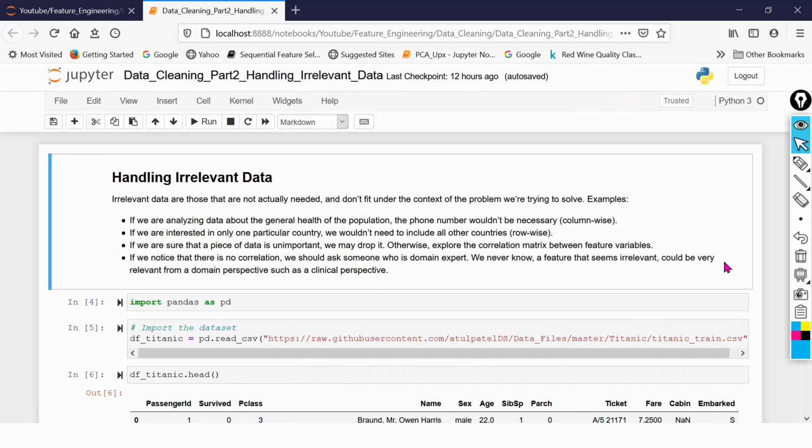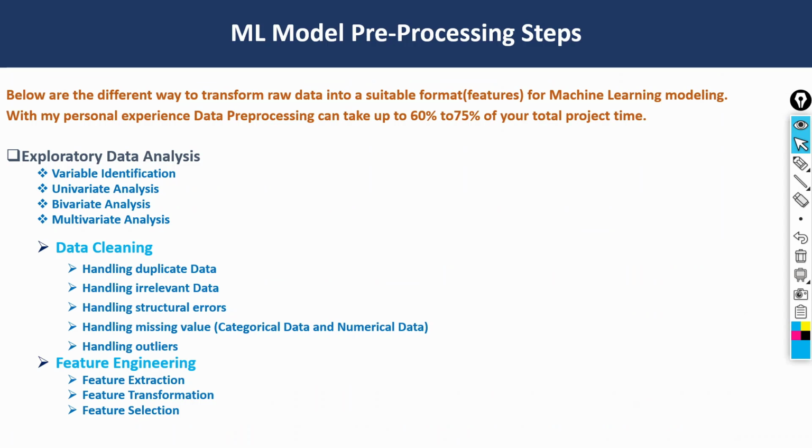Hello everyone. Today we are going to discuss handling irrelevant data. Till now we have discussed exploratory data analysis, variable identification, univariate analysis, bivariate analysis and multivariate analysis. From the previous video, I had started to discuss data cleaning.